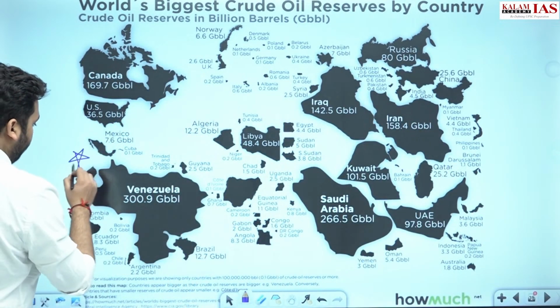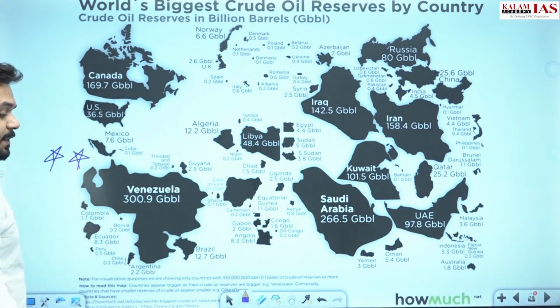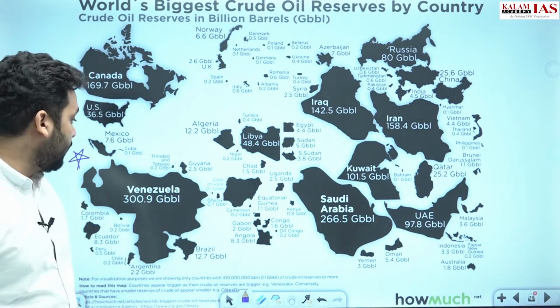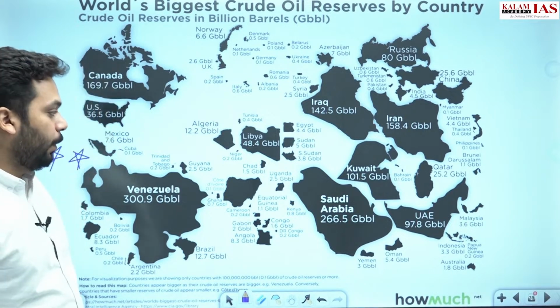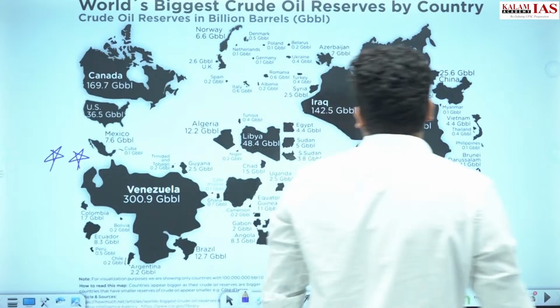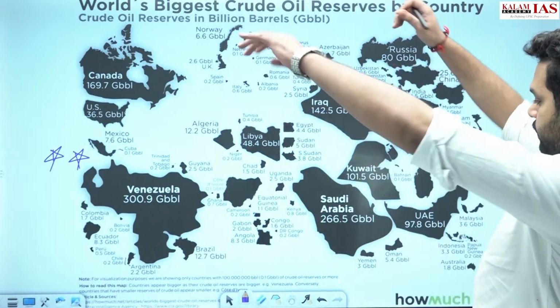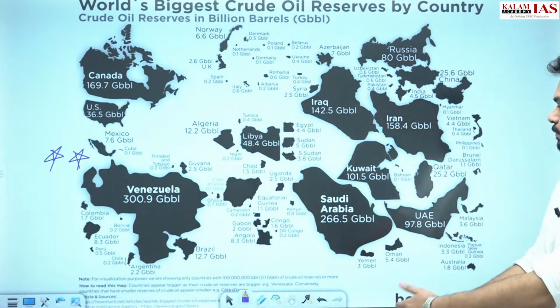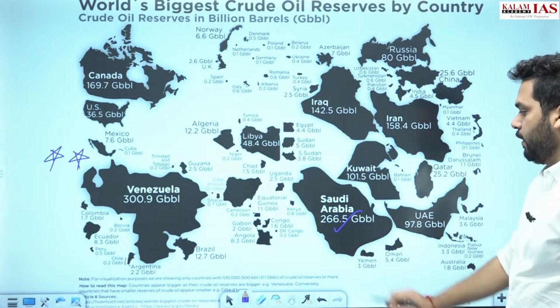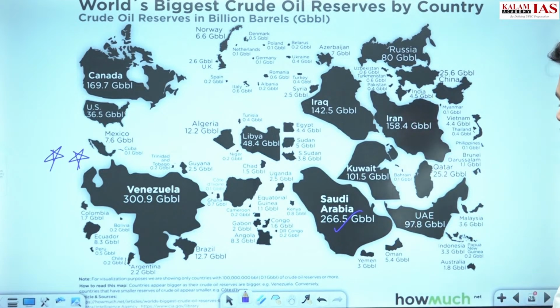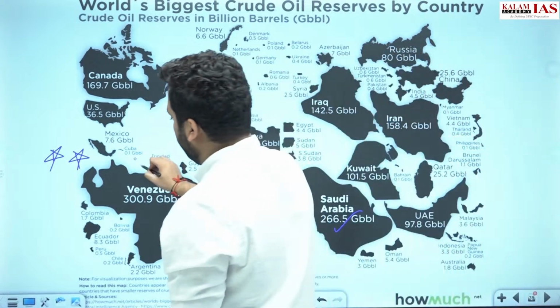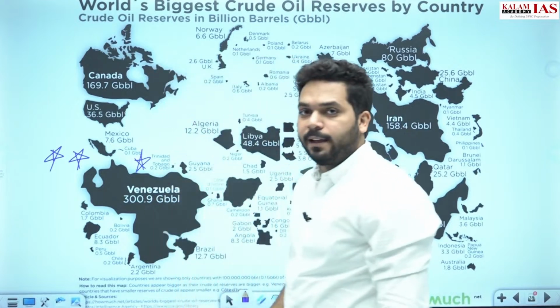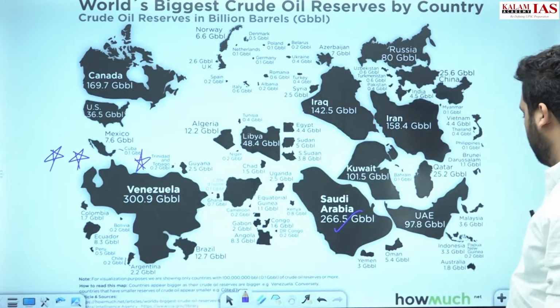Venezuela has the highest oil reserves in the world. This you should note down. It is followed by Saudi Arabia. So you make a note from this. The one thing which you have to note about is that Venezuela has the highest oil reserves in the world.